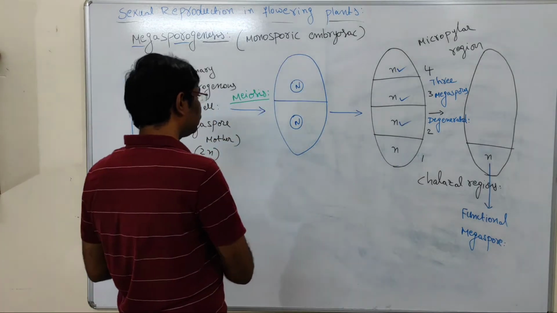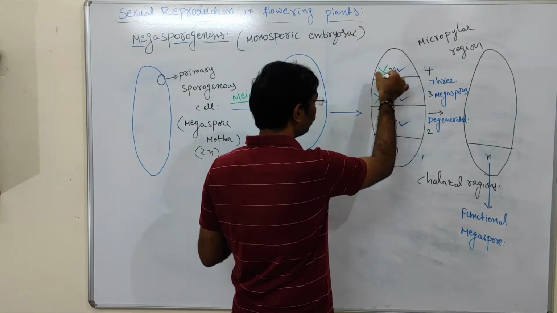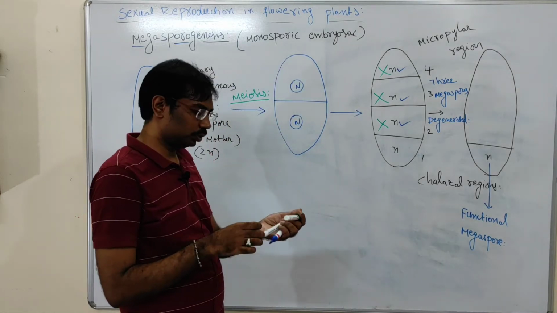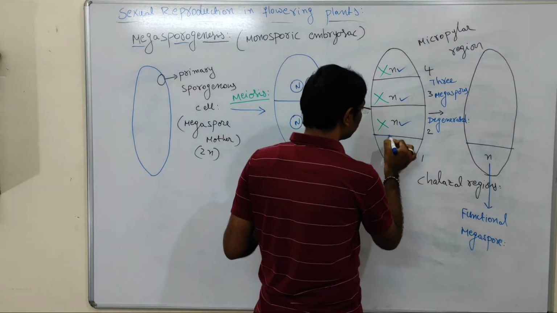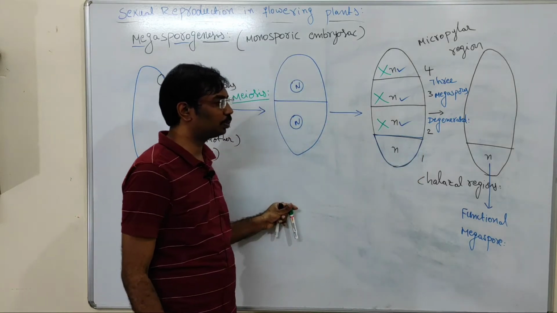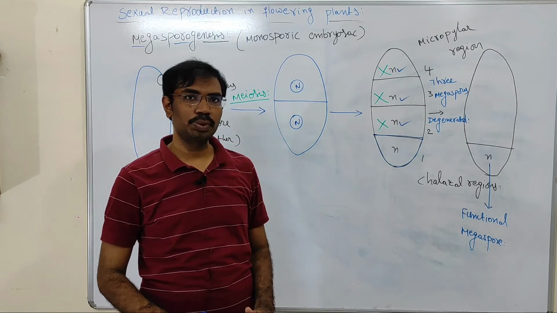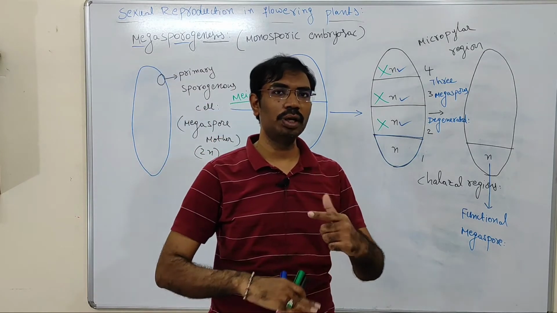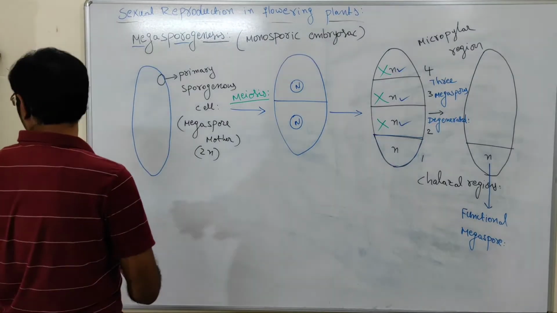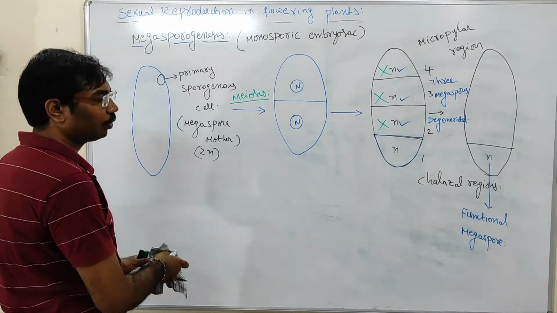I will represent it with a different color. This megaspore degenerated, this one is also degenerated, and this one is also degenerated. But one megaspore is not degenerated. So this megaspore is not degenerated, and that megaspore is called the functional megaspore. The functional megaspore is responsible for the development of the embryo sac. That I will discuss next. So remember the functional megaspore.